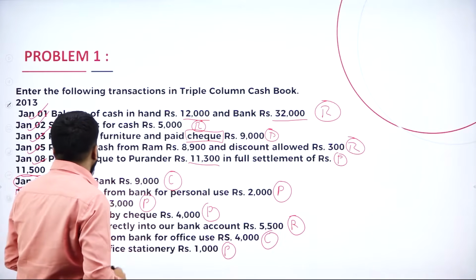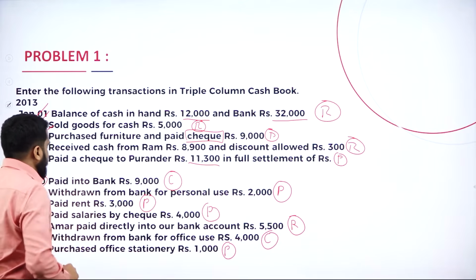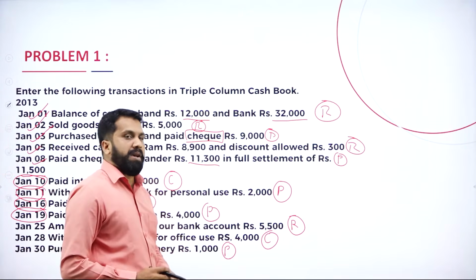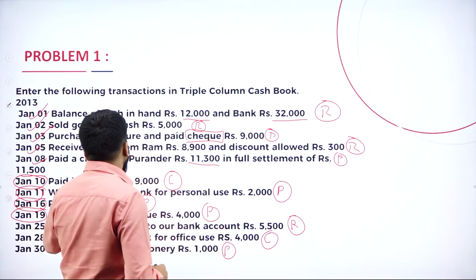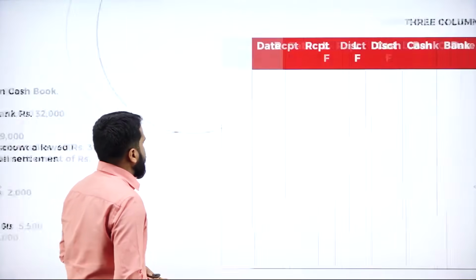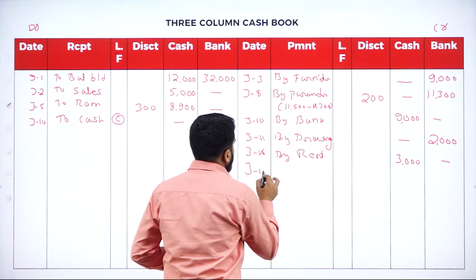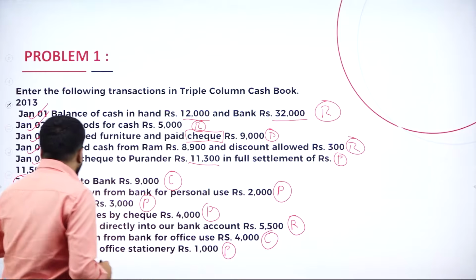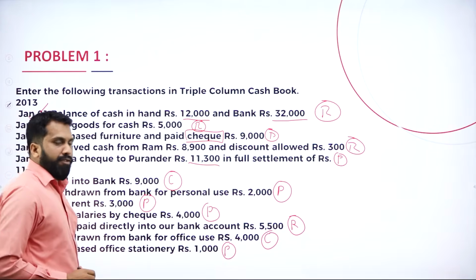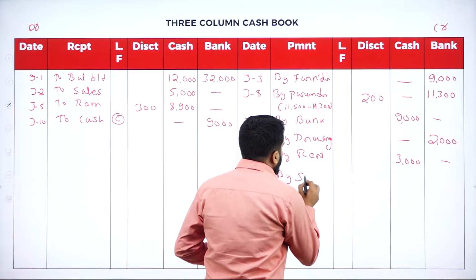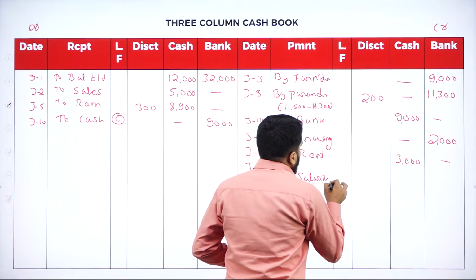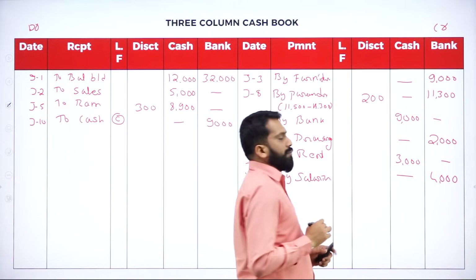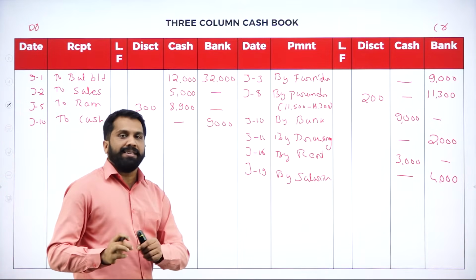Now, next, January 19th, paid salary by check 4,000. Again, it is a payment. So, January 19th, 4,000, by, so what is this? Paid salaries by check 4,000. Now, you have to mention salary. In the bank column, it must be 4,000. Why is it in the bank column? Because it is paid by check.